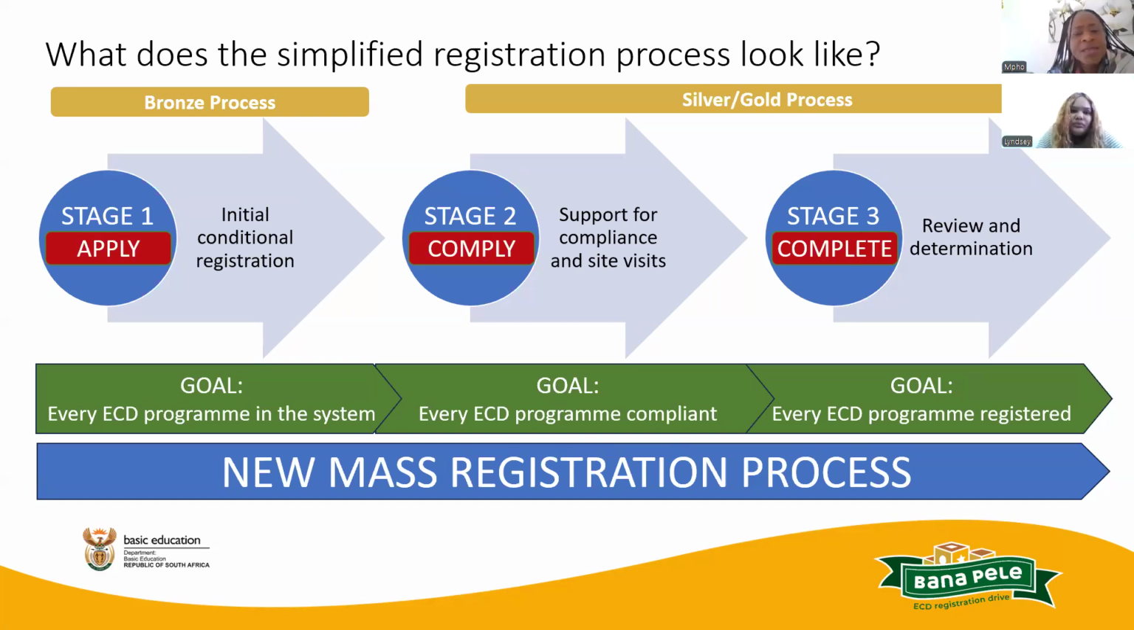The next stage is more on compliance. That's where we'll be looking at complying with the norms and standards. We do have the minimum norms and standards that are allocated around the silver level that you'll need to adhere to. Here you will also be supported by the department and by the NGOs so that we comply with the minimum standards that have been identified for the silver process. Here also is an important stage where site visits will be conducted to our ECD program.